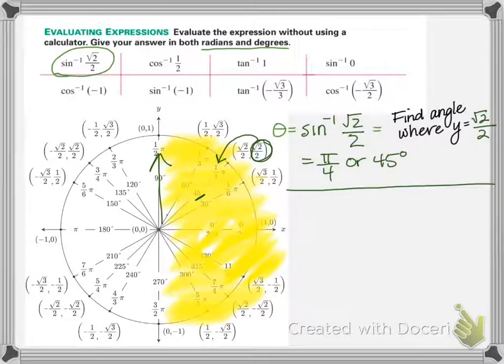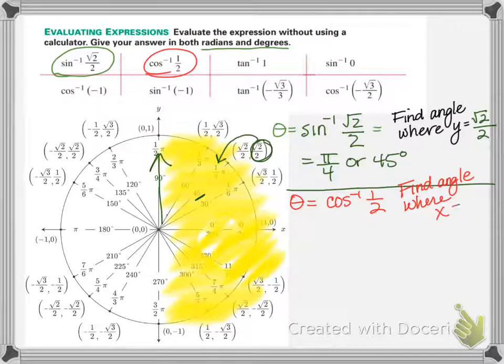Let's try this again. Let's try now cosine. Let me pick a different color here. Let's try cosine inverse of a half. So theta equals, because theta means I'm looking for an angle, the cosine inverse of 1 over 2. Again, what does that notation mean? It means I need to go find an angle where x is a half. Why am I saying x? Because we established that cosine is our x distance, our horizontal distance.